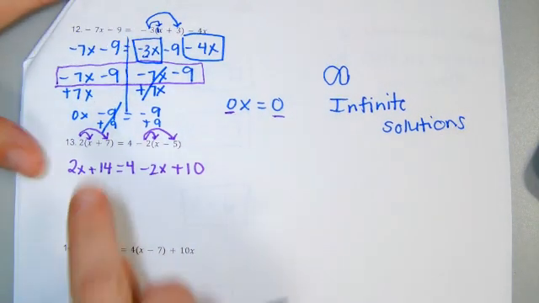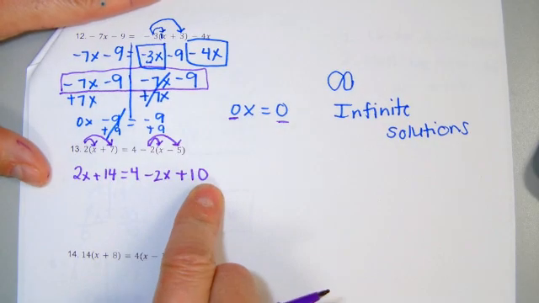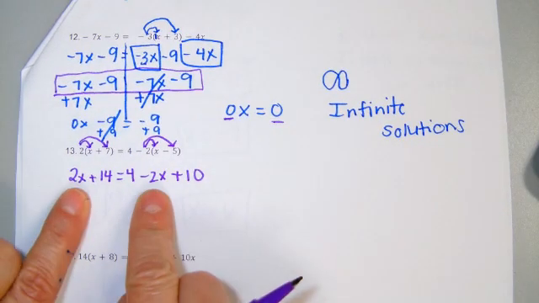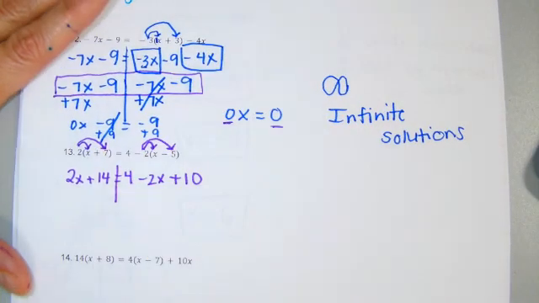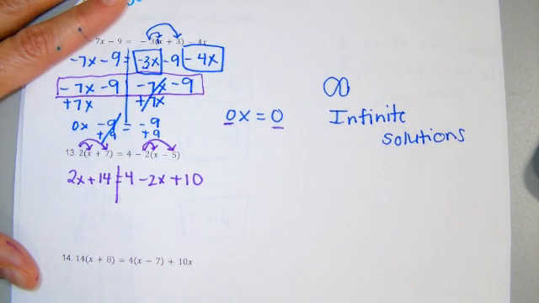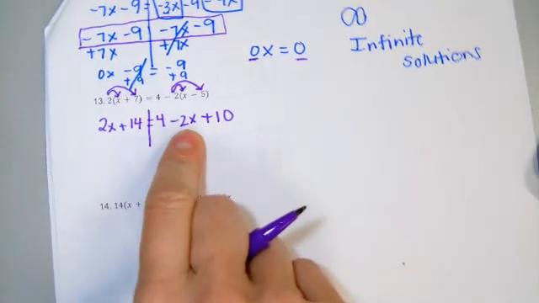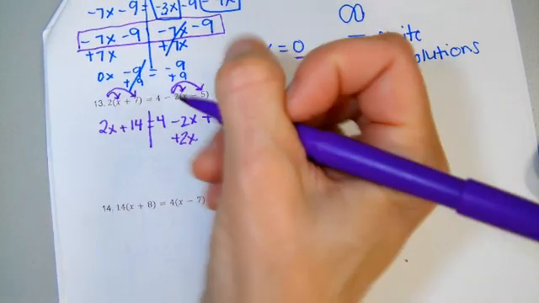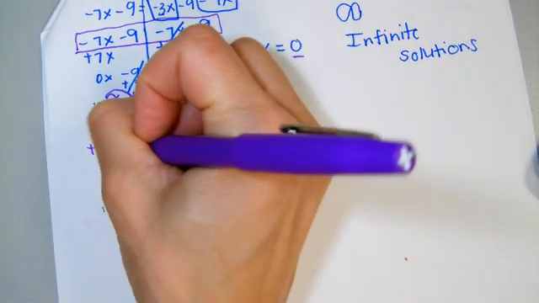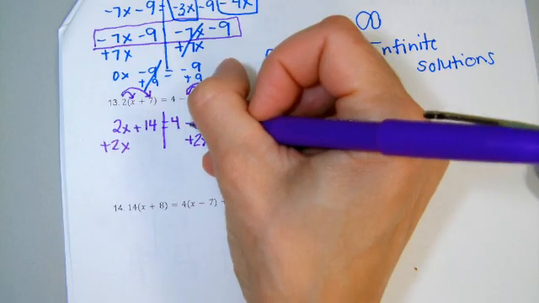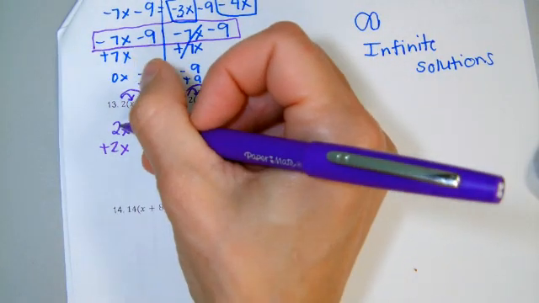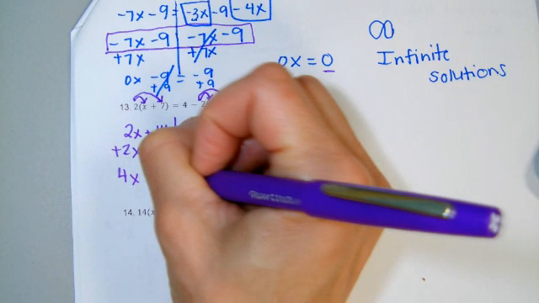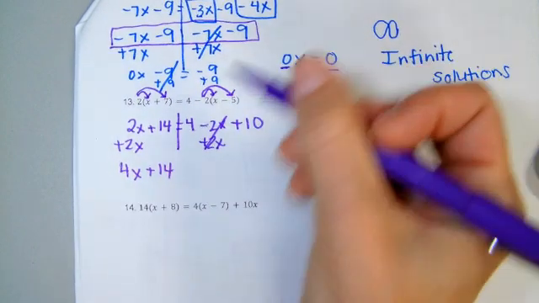Okay, now 1, 2, 3, 4, 5 terms, way too many, and we have variables on both sides of the equal sign. So let's start by canceling a variable. So I'm going to add 2x here. That's the one I want to cancel. And I'll add 2x over here. This one cancels because it's a negative and a positive. This one is 2 plus 2, which is 4x. Plus 14. Now, if I cancel those, take a look.